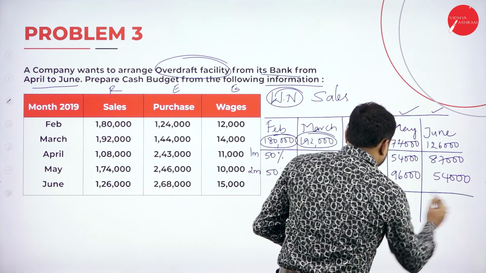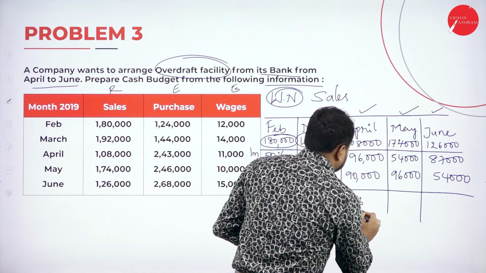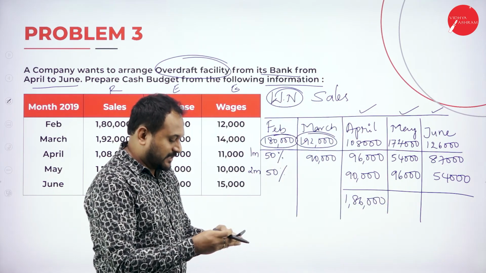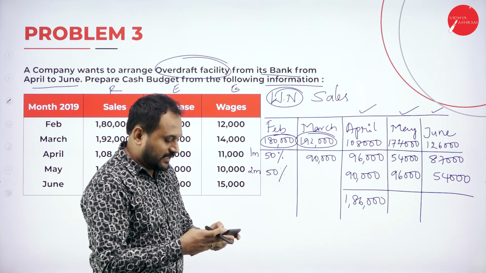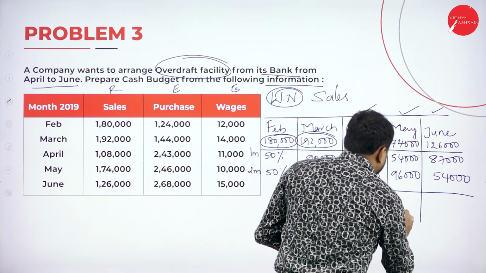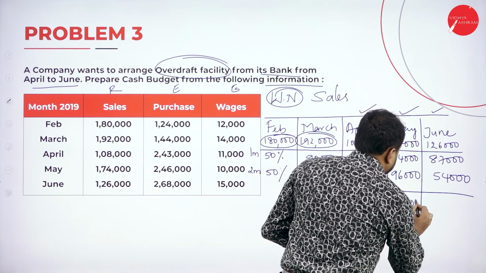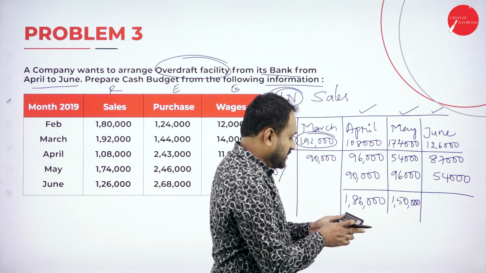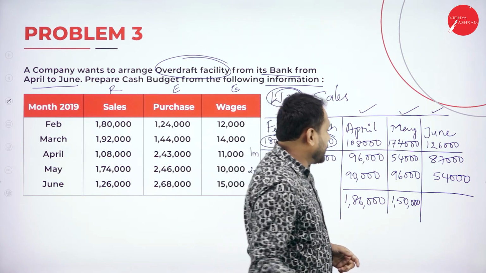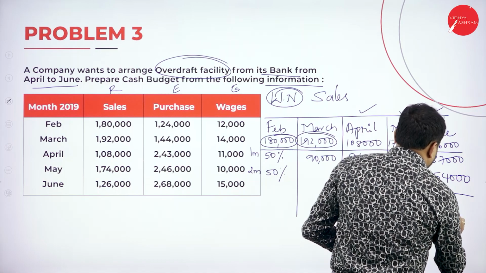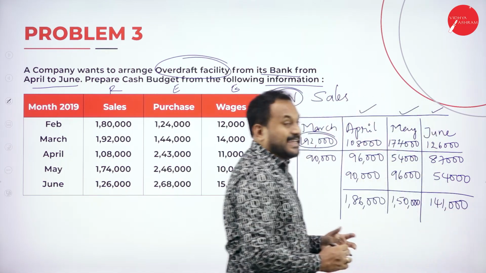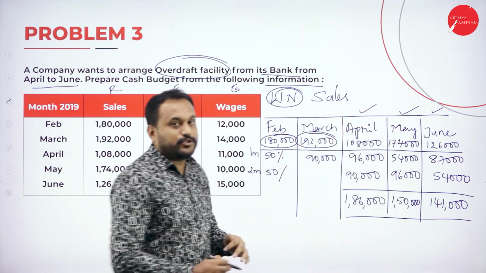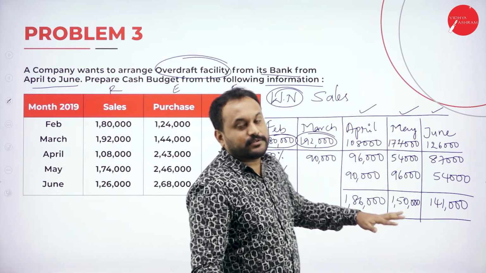So here what happened is 1,86,000. Now we have here 54 and 96. 54 plus 96, 150, that is 1,50,000. And the last one is 87 plus 54, 1,41,000. So this is what my sales are for the months of April, May and June, right? So this is what you are supposed to write.